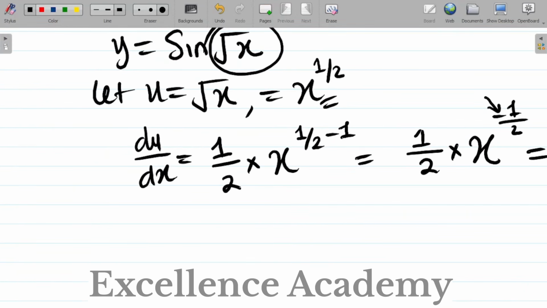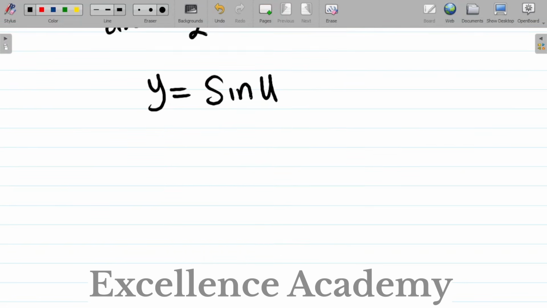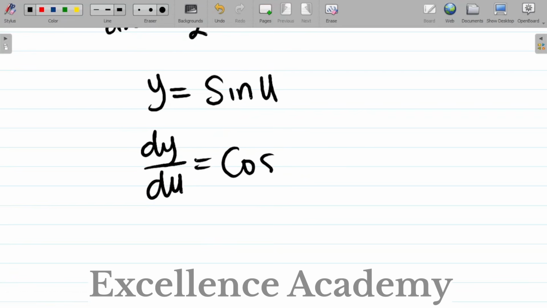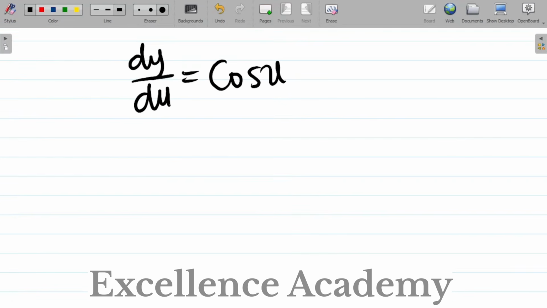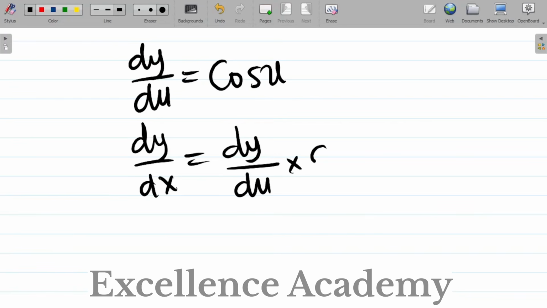Now again, to this question here, y will now be equal to sine of root x. We said root x is u, so it becomes sine of u. From here, let's get dy/du. If I differentiate sine u, I'll get cos u. Now, using chain rule, we'll have that dy over dx is equal to dy over du times du over dx.